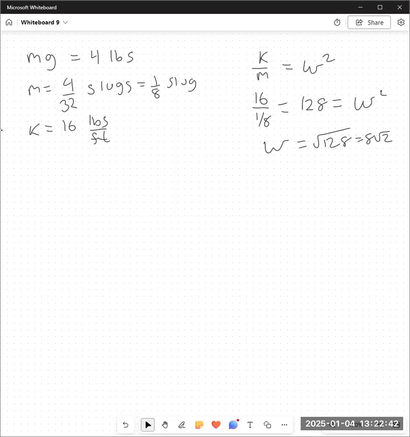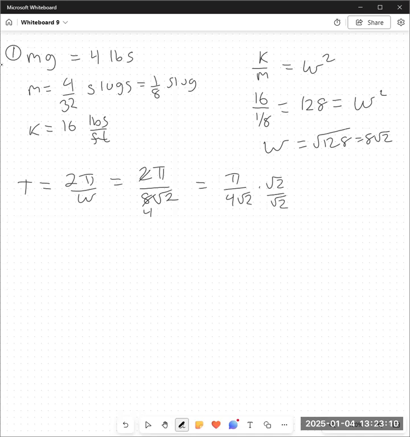And so my formula for the period, capital T, is 2 pi over omega. So this is going to be 2 pi over 8√2, which is pi over 4√2. And we'll rationalize that by multiplying by √2 over √2. And we have √2 over 8 pi for our answer.